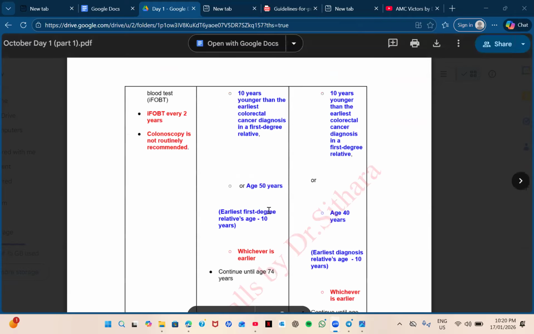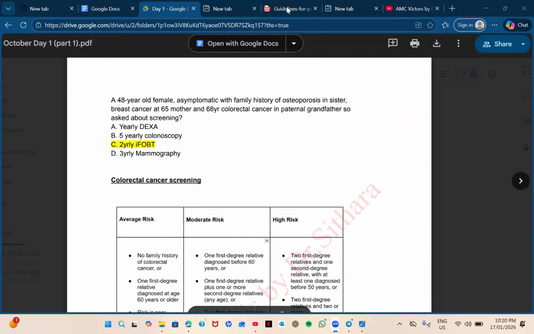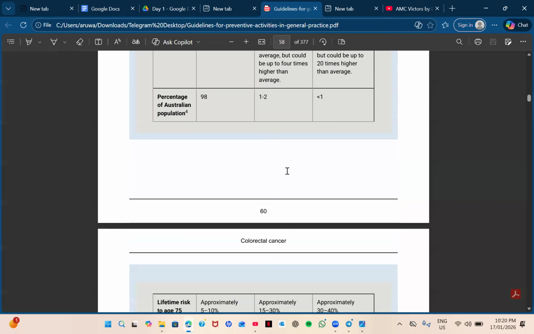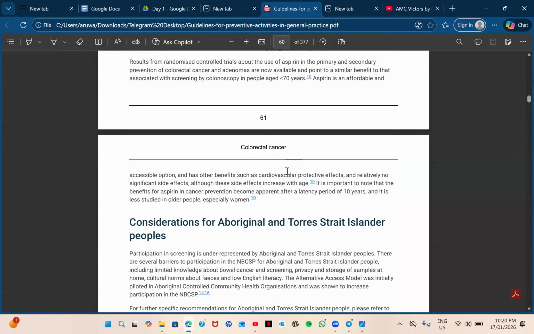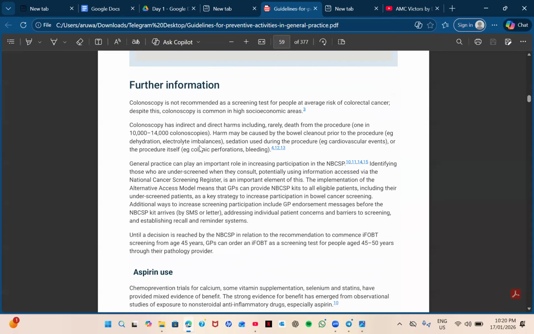Yeah, that's all for colorectal cancer. The same thing they have mentioned here, doctor. I have added it in shorter form. Here the same thing. And they have mentioned something else.